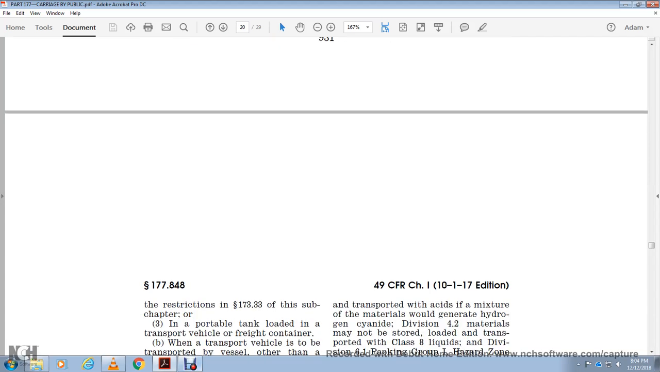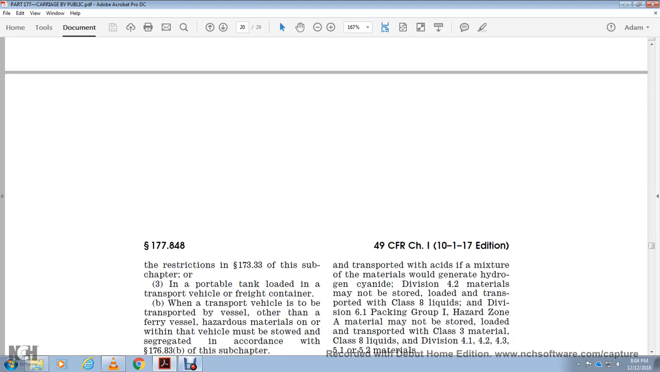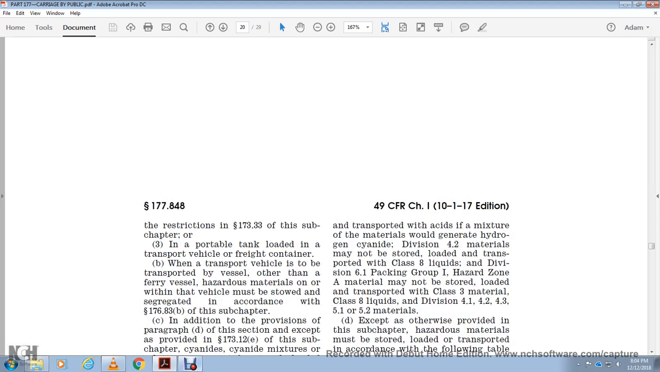If a portable tank, a transport vehicle, or a freight container with a transport vehicle is transported on a vehicle other than a freight vessel, the material on it or within the vehicle must be stowed with the segregation in accordance with 176.83(b) of the subchapter and the provision of paragraph D of the section.